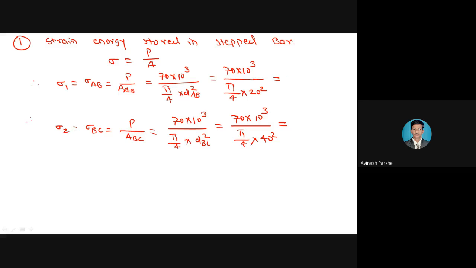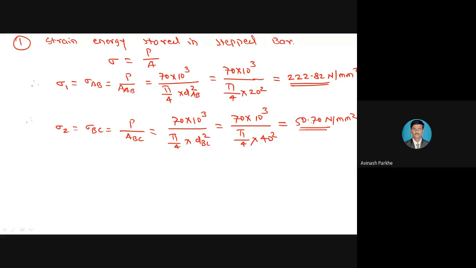Yes, one answer is represented: 222.82 Newton per mm square. This is the stress induced in section number 1. What will be the stress in the second section? Yes, the second is also represented: 50.70 Newton per mm square.